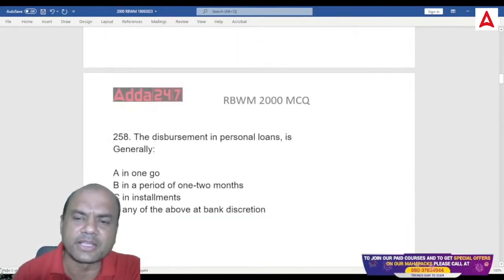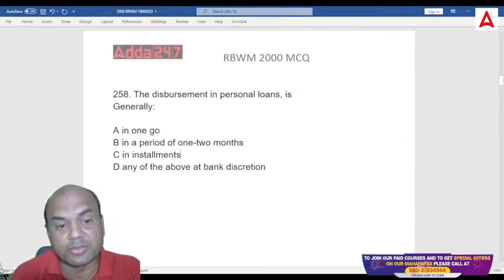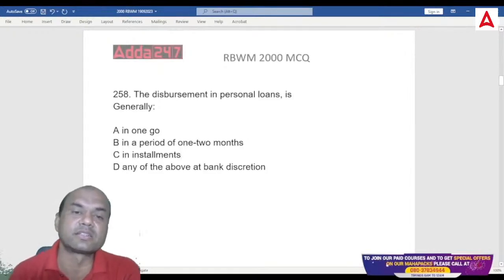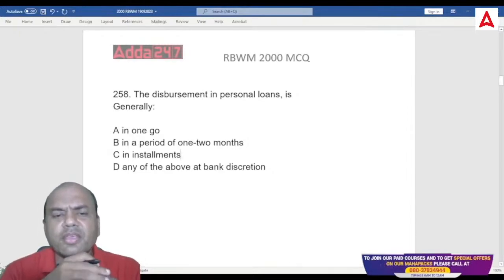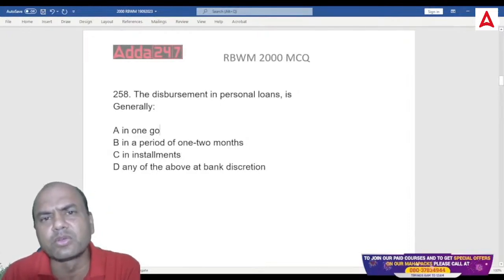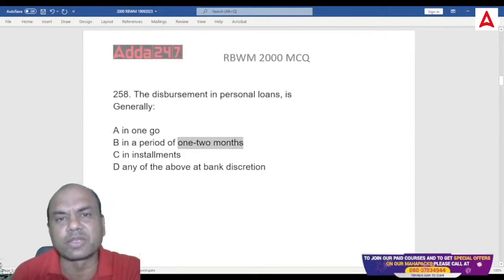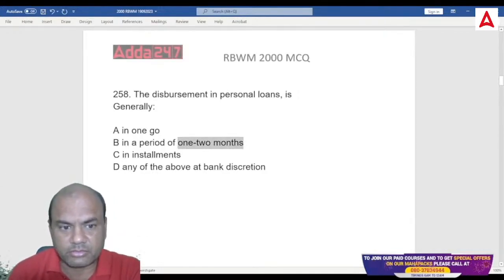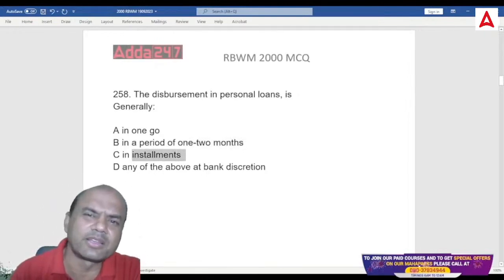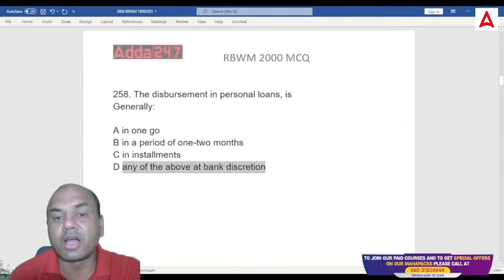Okay? Next one. The disbursement of a personal loan is generally in one go, in the period of 1 or 2 months, in installments, any of the above at the bank's discretion. So personal loan is disbursed how? In one go, or one go means what? Single installment. Suppose you want a loan of 5 lakhs, I'll give you 5 lakhs immediately. Or will I give it in 1 or 2 months? This month 1 lakh, next month 1 lakh. In installments, every month I'll be giving you 50,000. Do I give it like this at the bank's discretion? How does the bank generally give this loan?